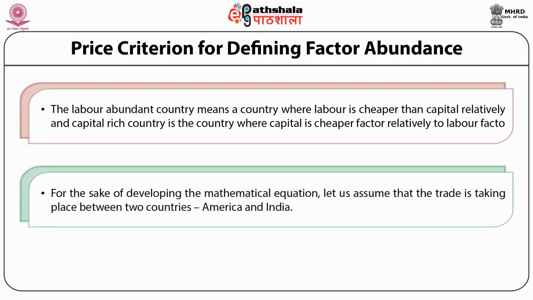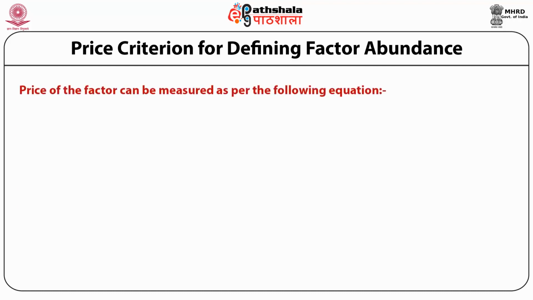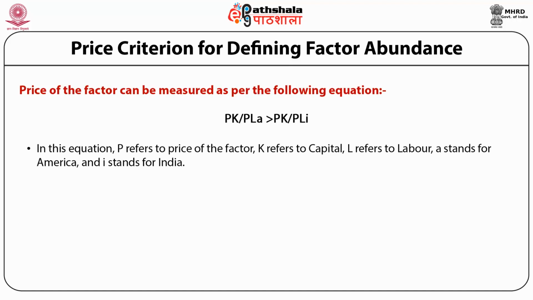For the sake of developing a mathematical equation, let us assume that the trade is taking place between the two countries, say America and India. The price of the factor can be measured as per the following equation, that is Pk divided by PLA is less than Pk divided by PLI. In this equation, P refers to the price of the factor, K refers to the capital, L refers to the labor, A stands for America, and I stands for India.